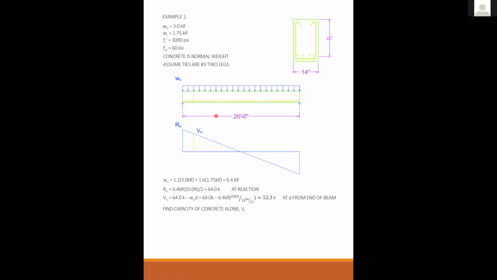Okay, I just wanted to make sure about this. Sure. Let me do this. Put it off to the side right there. If I sum about A, say the left-hand side is A, the right-hand side is B, then this vector here is w_u times L, the magnitude of the vector. And then the moment arm is half of L. So that's L over 2 minus my reaction at B times L equals 0.